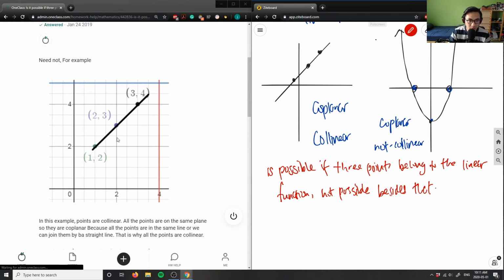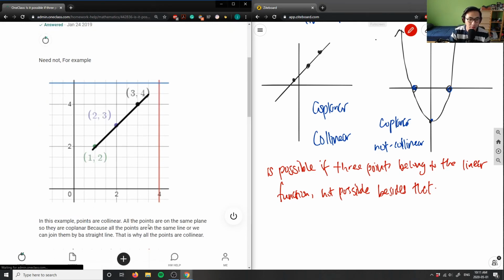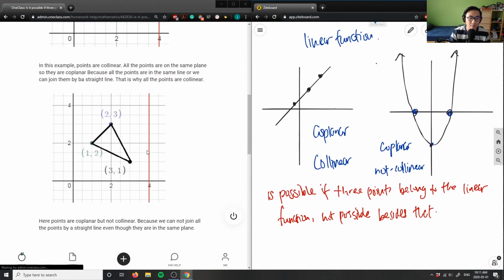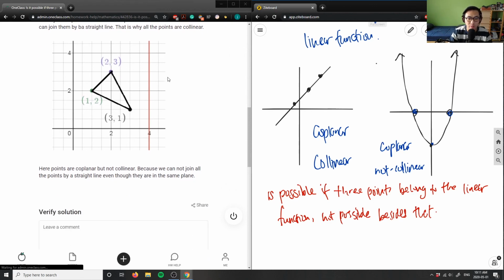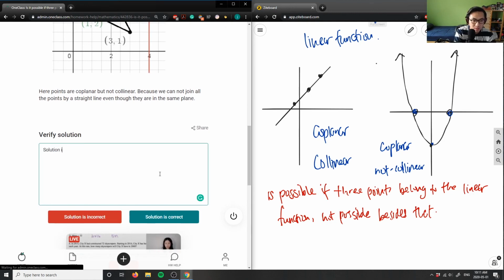In this case, they wrote the exact same thing. It says, in this example, points are collinear, so they belong to the same plane, which is good, and they're also collinear because we can join them with a straight line. They belong to the linear function. This is like my first one here. And then in this case, they made a triangle here. It says points here are also coplanar, right? They belong in the xy plane, but again, this is not a linear function. I can't throw one straight line through all of these 3 points in one smooth line. So as you can see, this would be coplanar but not collinear. So this solution here is correct. Good use of examples here.